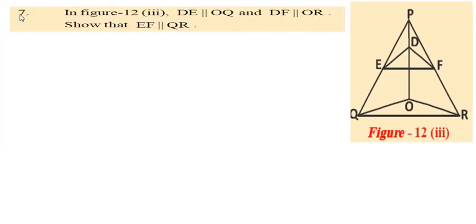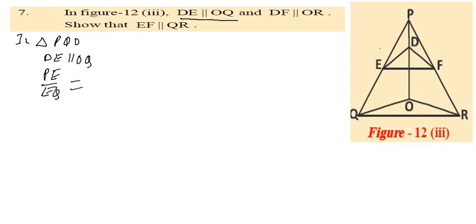Now come to the seventh question. In figure 12.3, first of all, DE is parallel to OQ. So you can say in triangle PQO, DE parallel to OQ. That means PE upon EQ will be equal to PD upon DO, and that is equation first.